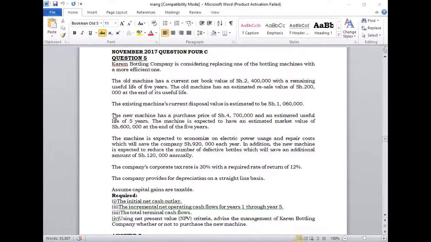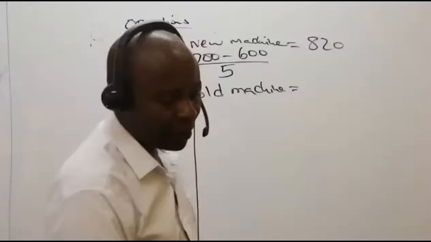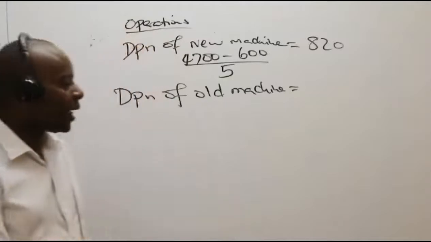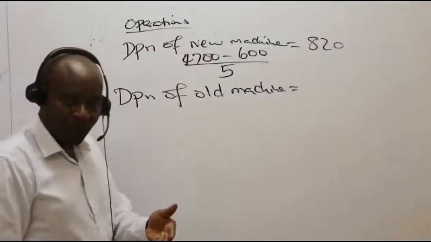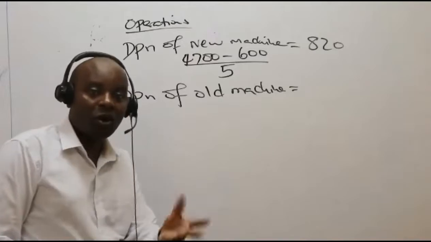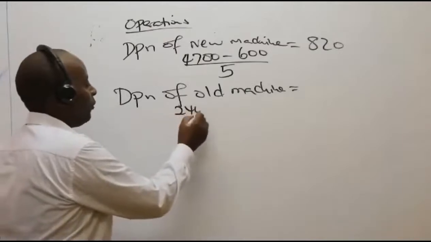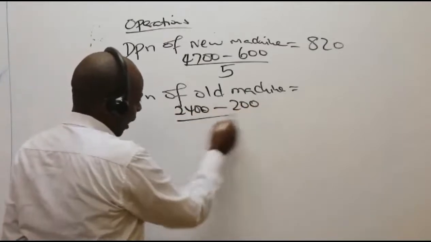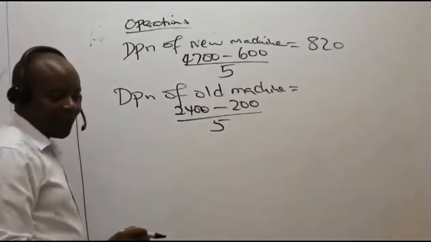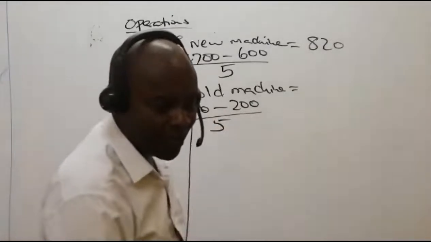So we have the old machine. The old machine has a net book value of 2.4 million with a remaining useful life of 5 years. The old machine has an estimated resale value of 200,000 at the end of its useful life. Let me see what students have done. This old machine, I can see its net book value, which now will act like its cost because they have given us what we call remaining useful life. So in this case here, the net book value is 2,400 minus its scrap of 200 over the remaining useful life of 5 years.